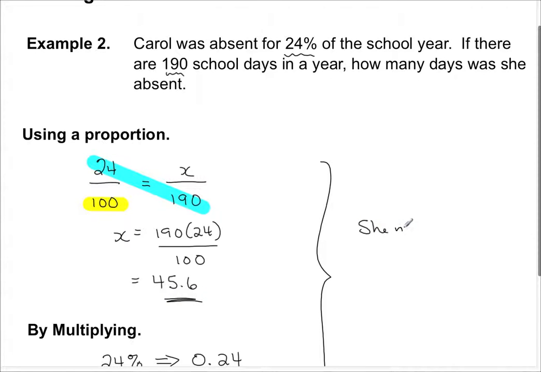Since this is a word problem, we should conclude with a word statement. She missed 45.6 days. Does that make any sense? Probably not. She probably missed 46 days. So we're going to round that up to 46 days. She might have missed a half day here or there, but not 0.6 of a day.